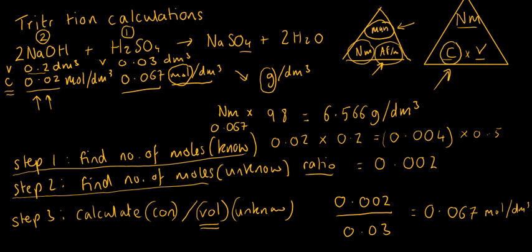Okay, another little point that you just need to watch out for is if the volume, the dm cubed bit at the start, is given in centimeters cubed. That's not a problem, but if it is given in centimeters cubed, you'll need to convert it into dm cubed before you do the calculation. In centimeters cubed, going into dm cubed is really simple. It's just dividing by 1000 to get it to dm cubed.